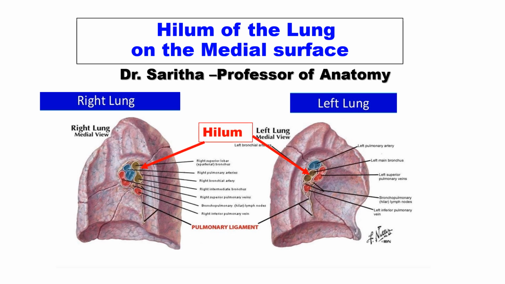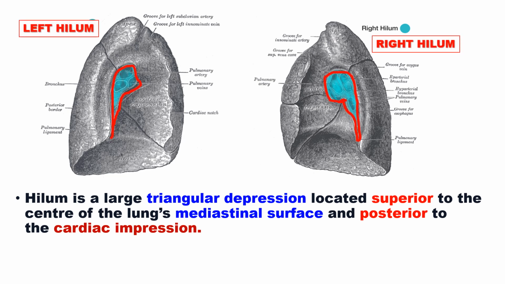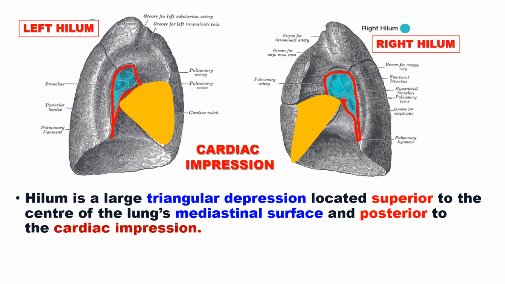I'll be discussing the hilum of the lung. Hilum of the lung is present on the medial surface of the lung. Hilum is a large triangular depression located superior to the center of lung's mediastinal surface and posterior to the cardiac impression.